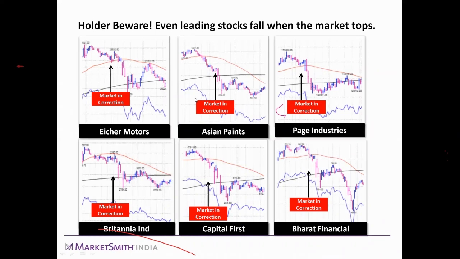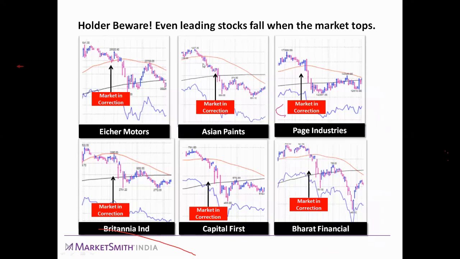So this is an example where we have shown some of the market leaders which are falling when the market is topping. If you see here, Eicher Motors, we all know it's a market leader, and when the market was in correction, you see the movement of this particular stock. Another example, Asian Paint. In this industry, Asian Paint is a market leader. So when the market went into correction, the leaders fell too.